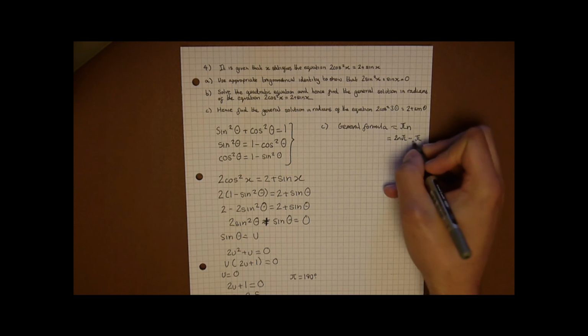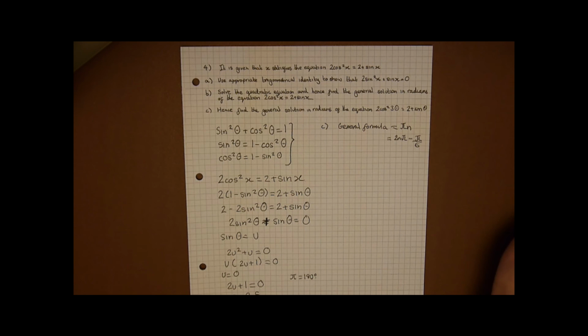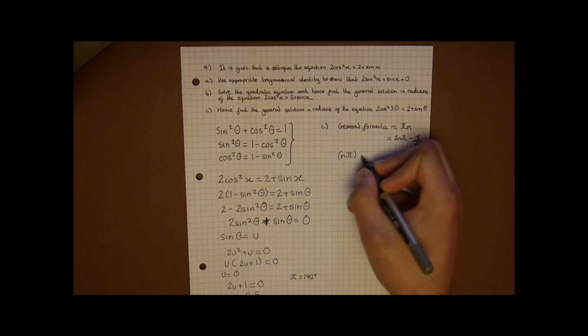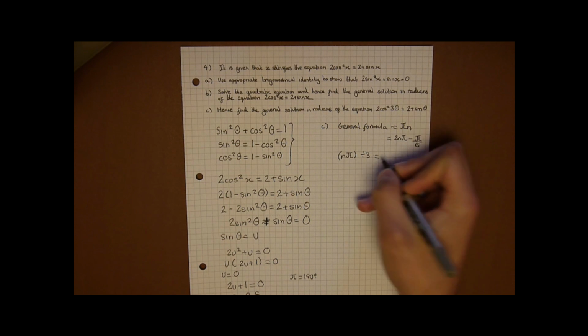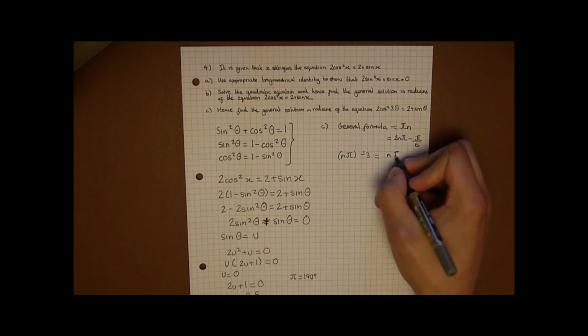Now all we've got to do is, because it's 3 theta, we divide the whole thing by 3. If it was 4 theta, divide the whole thing by 4. I think you get the picture. So, for starters, we'll take the one that is just n pi. Well, we need to divide that by 3. So therefore the new general formula for 2 cos squared 3 theta equals 2 plus sine 3 theta is equivalent to n pi over 3.